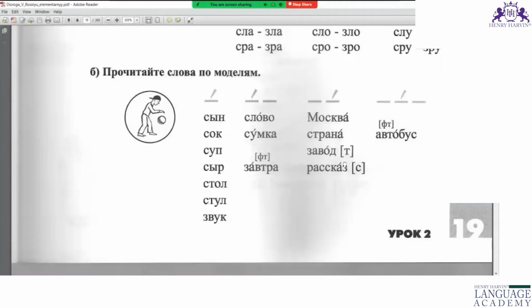Рассказ. Instead of z, I will say s again, because the last letters, which have pairs of dull and bright sounds, we pronounce as dull. So instead of d, I will say t. Instead of z, I will say s. Завод, рассказ. Okay.